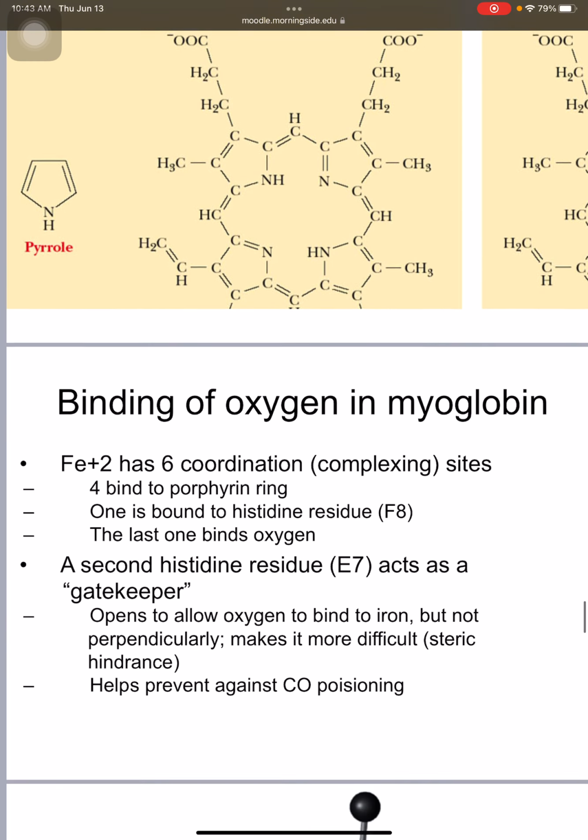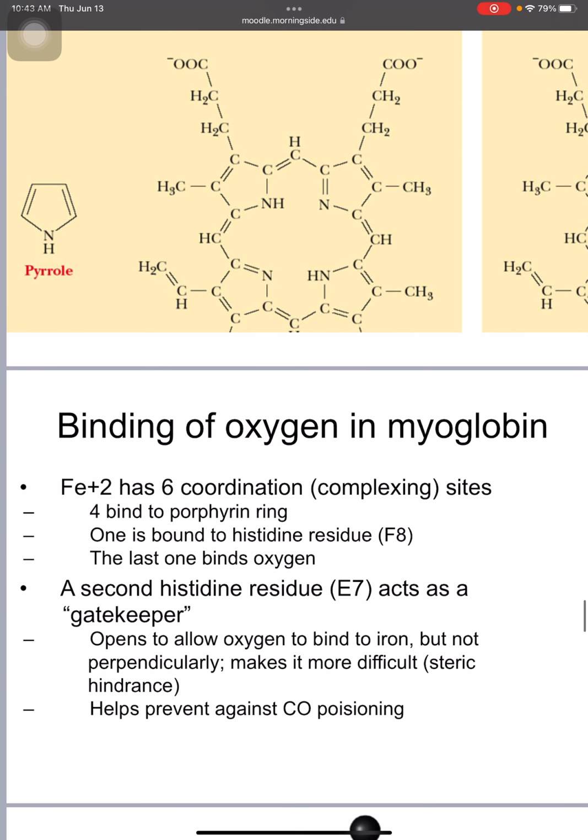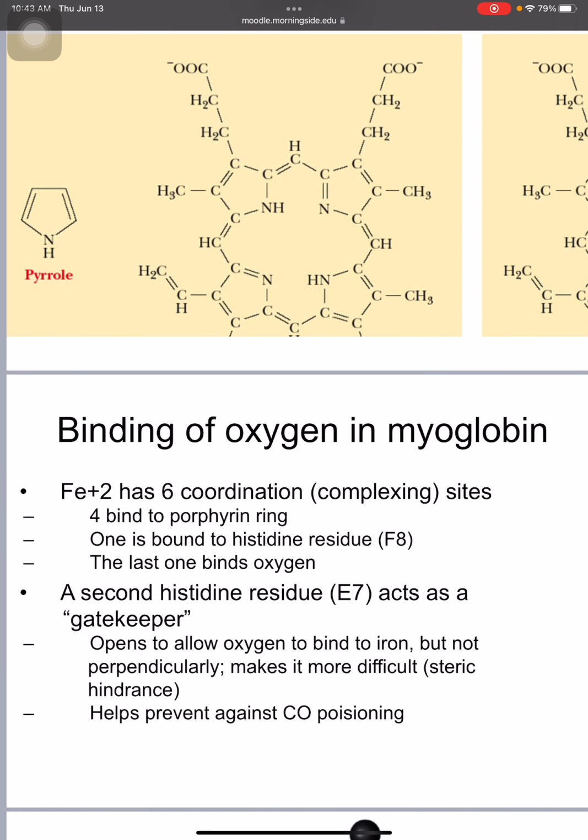All right, so let's talk about how this works. That heme, that iron that's present in heme, is going to have an essential role here. Basically, iron plus 2 is the ion, and it's got what we call 6 complexing sites or coordination sites. That means it can bind to 6 electron-containing species. It can make 6 attachments, all right?